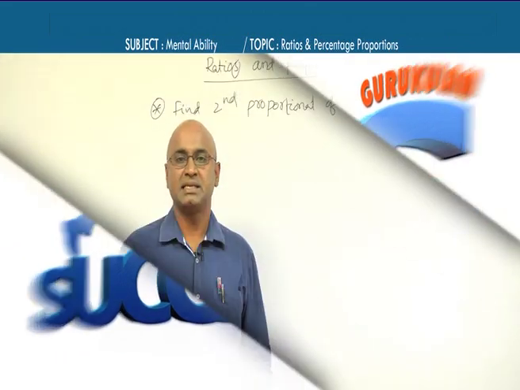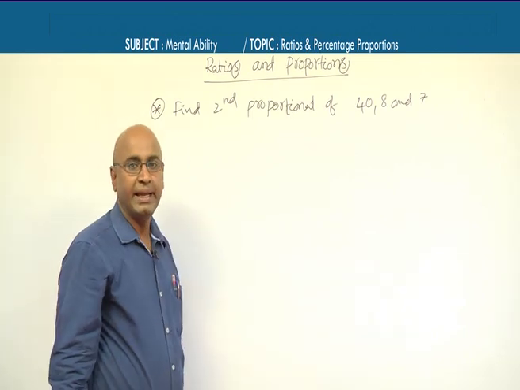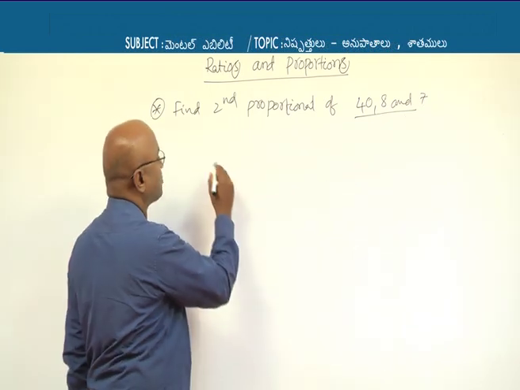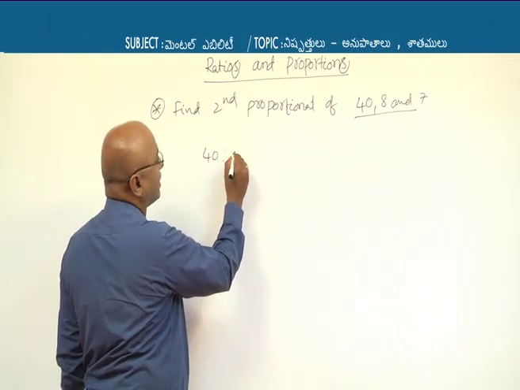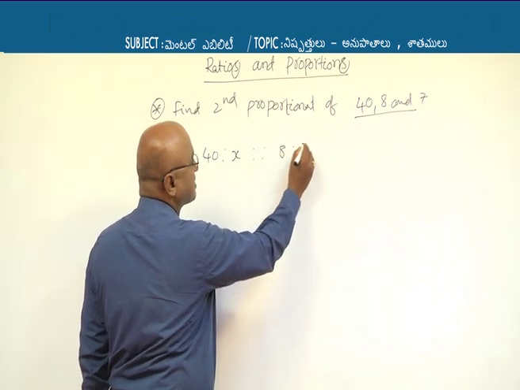The next problem is, find the second proportional of 40, 8 and 7. So when it is the second proportional, we have to write it as 40 is to x as 8 is to 7.